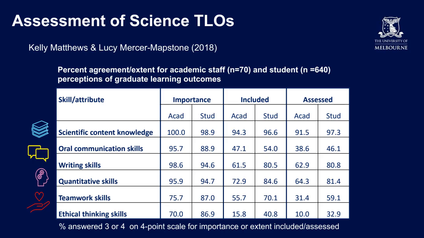Secondly, the convergence between academics and students was only high for content knowledge. Academics perceived less inclusion and less assessment of these skills than students do, and this is very likely due to the limited perspective of the curriculum as a whole by academics who are often siloed into a few specific units. It highlights two key problems which are particularly evident in general science degrees.